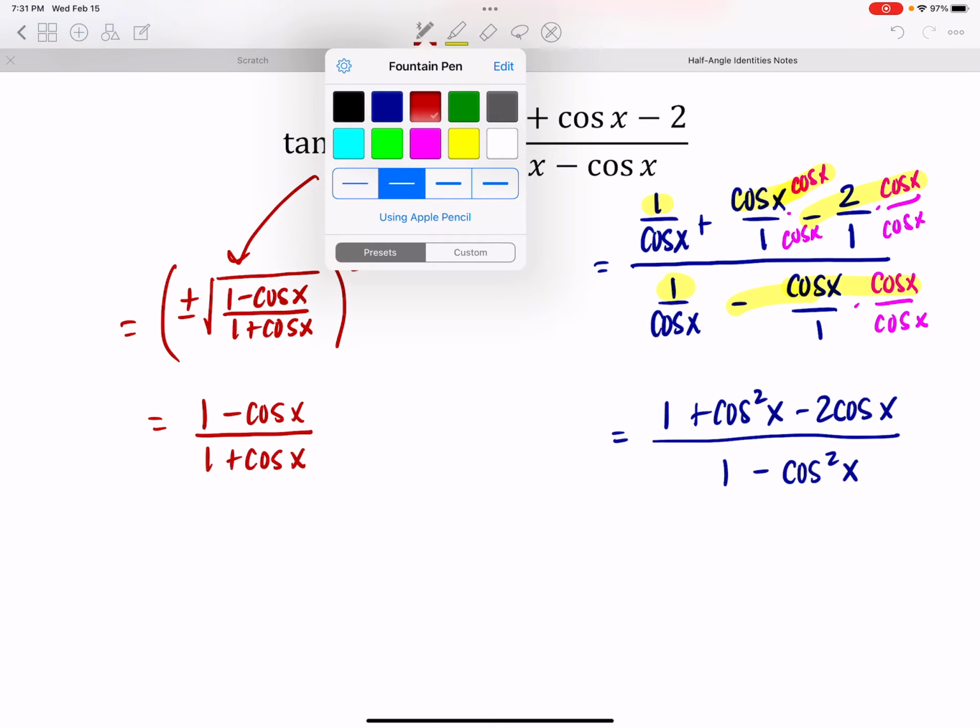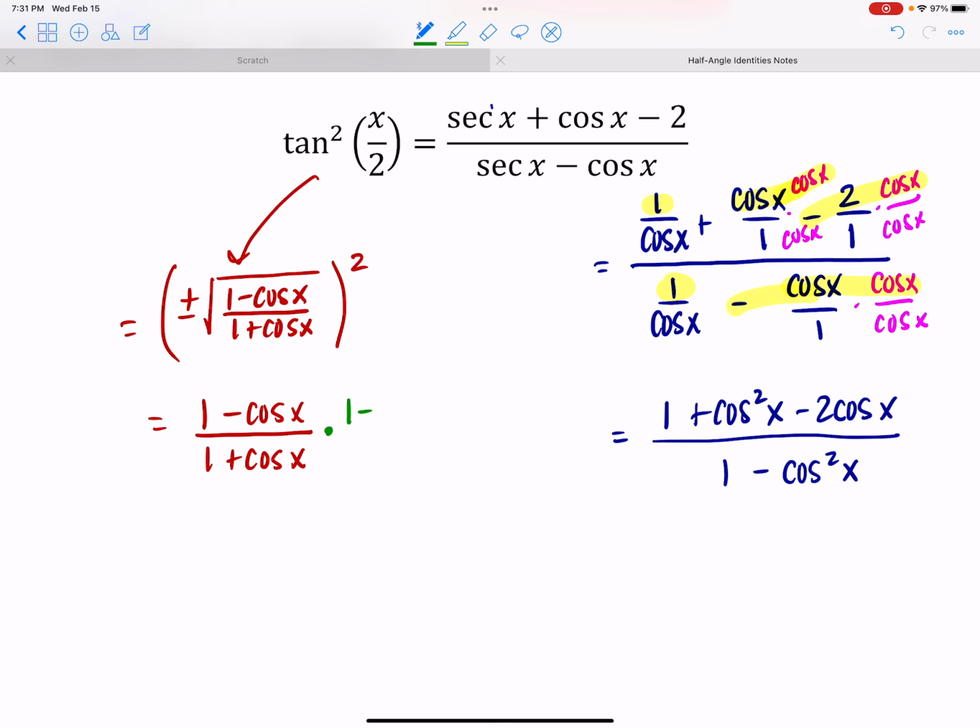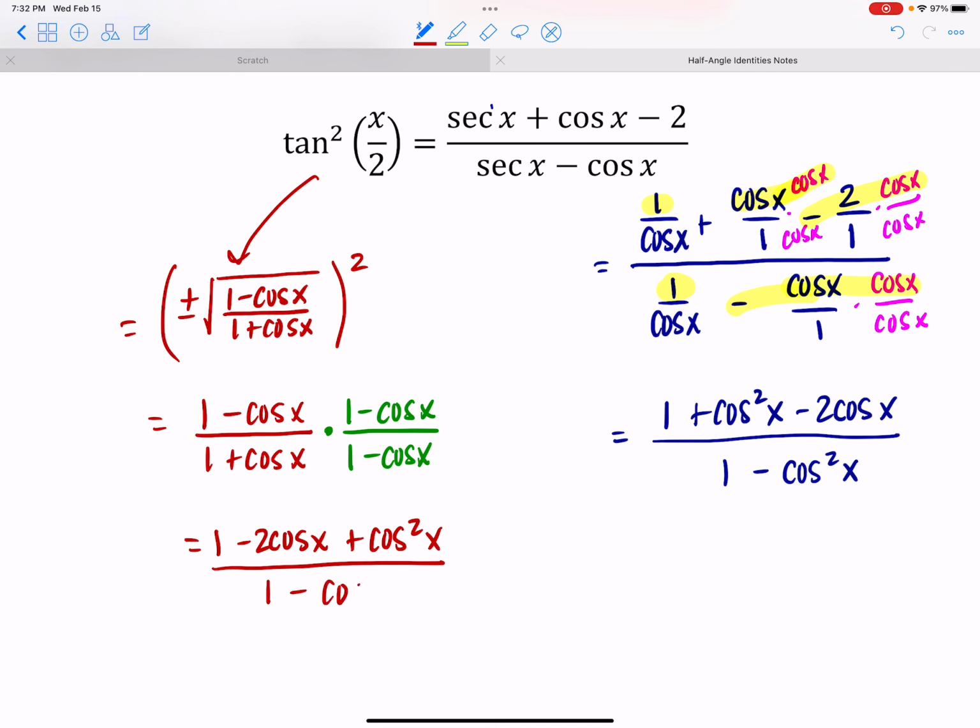From this point, I'm going to multiply by the conjugate of my denominator, and what I'm going to end with is the difference of squares that I have here, and then hopefully the top works out to be the same as well. So on the top, we have 1 times 1, which is going to be 1. Then I have a negative cosine x and another negative cosine x. That's going to be negative 2 cosine of x terms. And then here, negative times negative makes a positive cosine squared x. On the bottom, my difference of squares, which is going to be 1 minus cosine squared x. And look at that. Both sides match up.